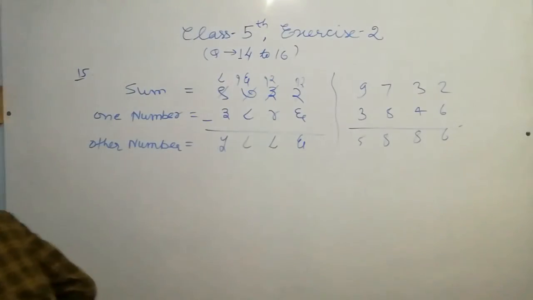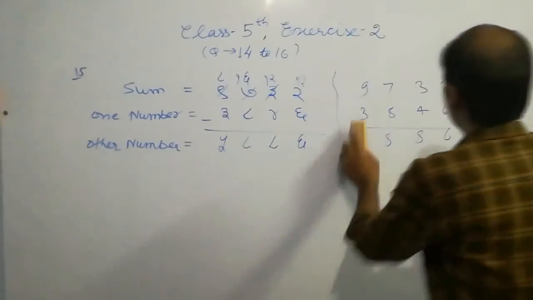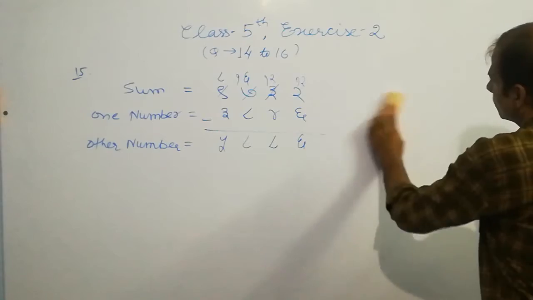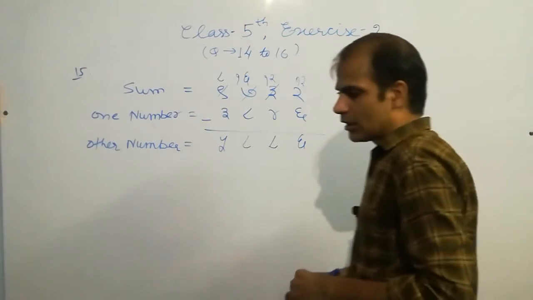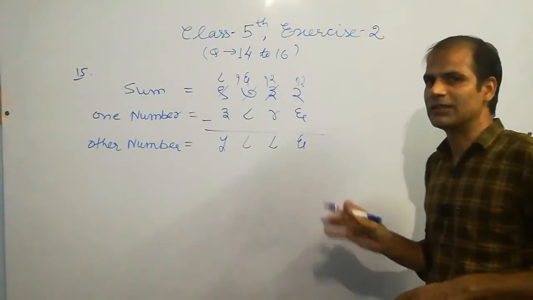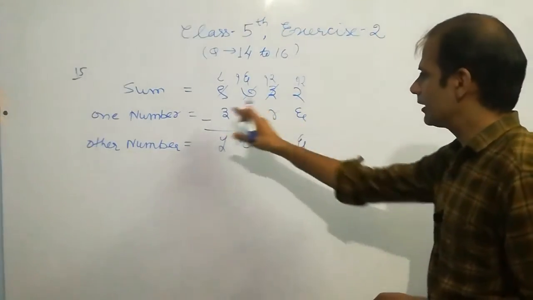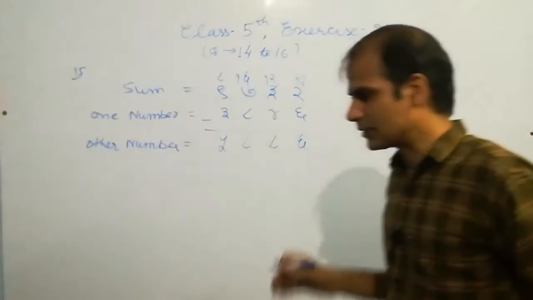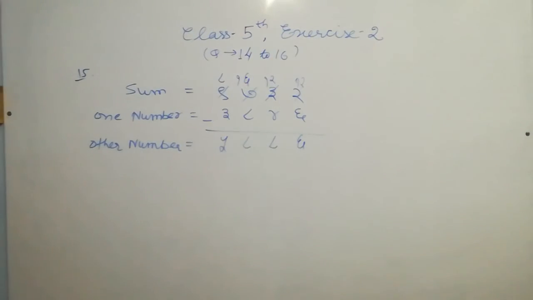If you try to match your answer with the book, you will be confused, because at the last of the book answers are given, but there is a 5-digit number. Obviously it cannot be a 5-digit number, so this is the correct answer. Don't be confused with the book.